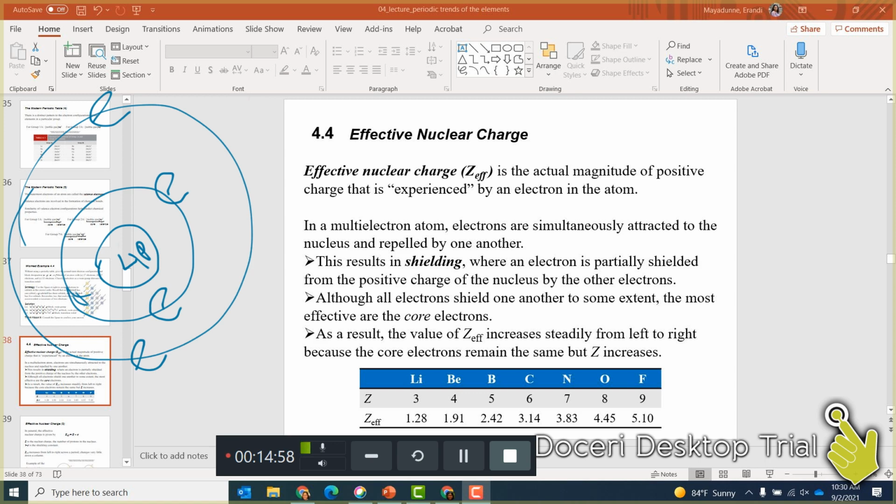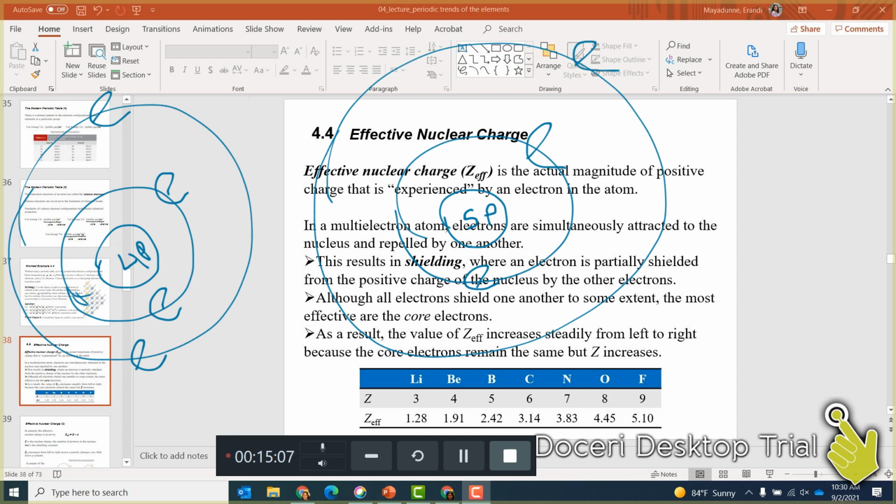Same with boron. Boron has 5 electrons, 5 protons. So now boron experiences more than that. So as you go across, because more and more protons are added to the nucleus, the effective nuclear charge increases. What is this effective nuclear charge? It is how strongly the outer shell electron is attracted towards the nucleus.